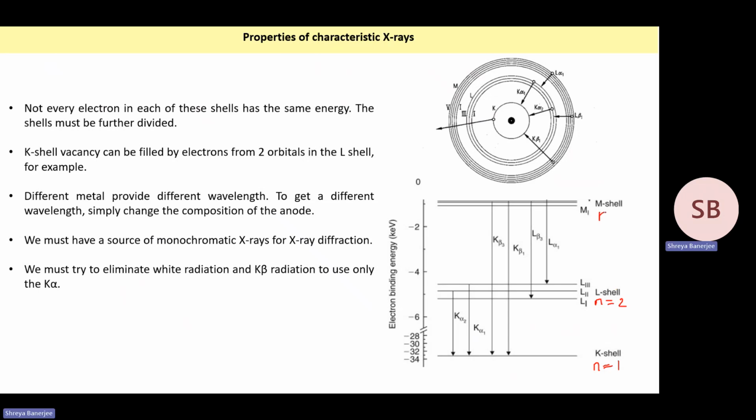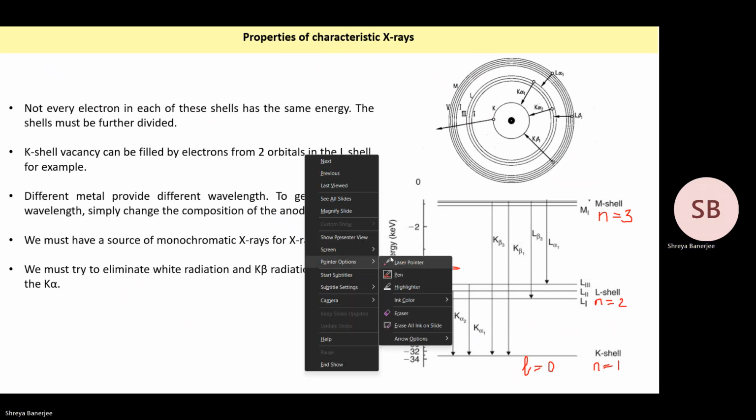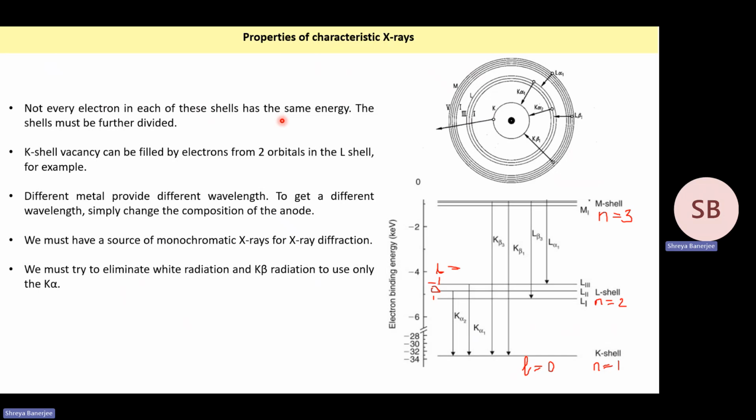In M shell, it is 3. Now, after the principal quantum number, there is something called the azimuthal quantum number, or small l. When n is 1, l is 0. When n is 2, l is -1, 0, and 1. So l has 3 values, and so on. That is what it means that not every electron in these shells has the same energy. So the shells are further divided.